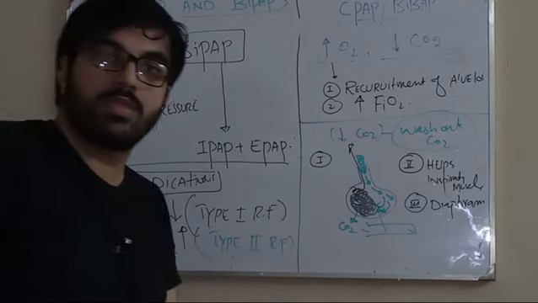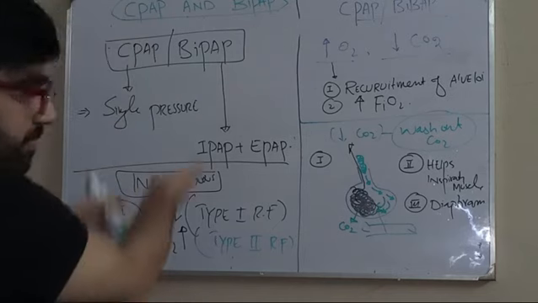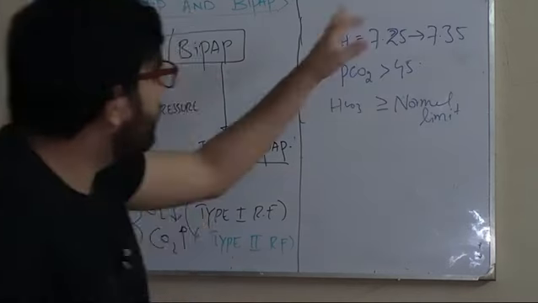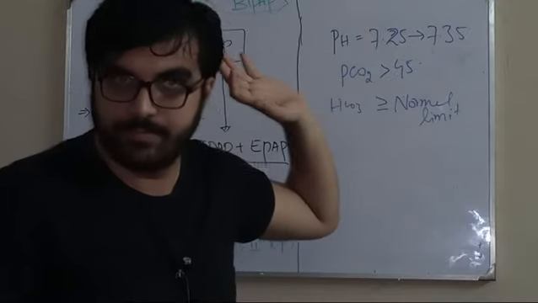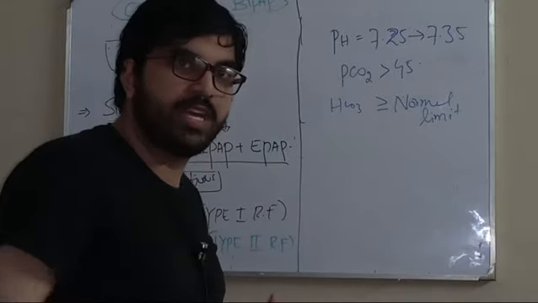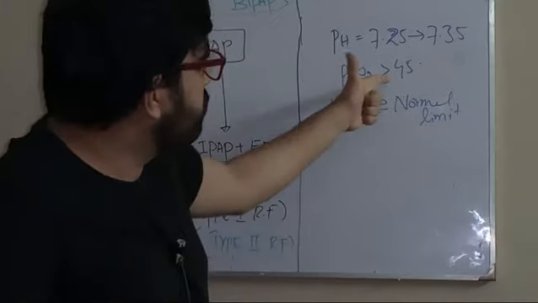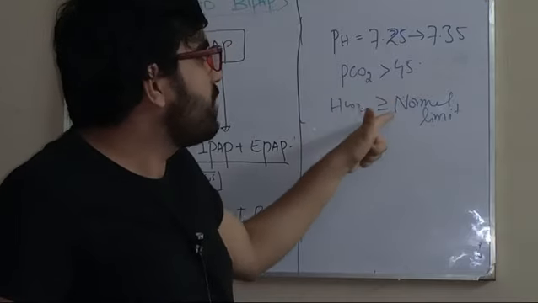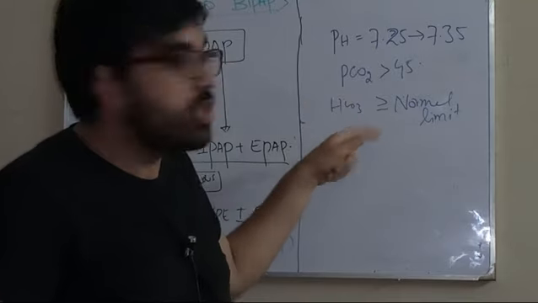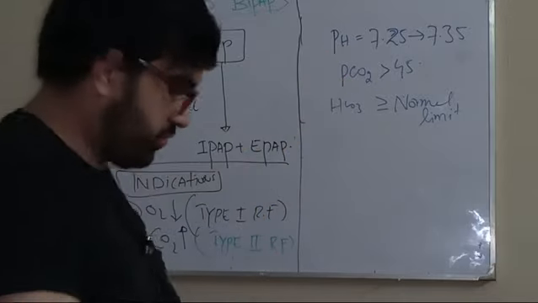It can be used in the COPD. It can be used due to any condition which causes this setting. When can we use the CPAP and the BiPAP? These are the indications. The pH is 7.25 to 7.35. If the pH is less than 7.25, the answer is ventilator, not CPAP and the BiPAP. If the PCO2 is more than 45 and the bicarb is equal to or more than normal limit, what does it mean? It means you are excluding metabolic acidosis. So it is only used in the respiratory acidosis.